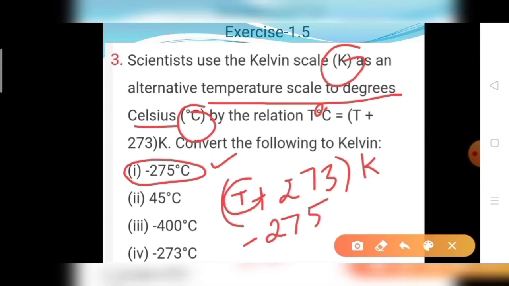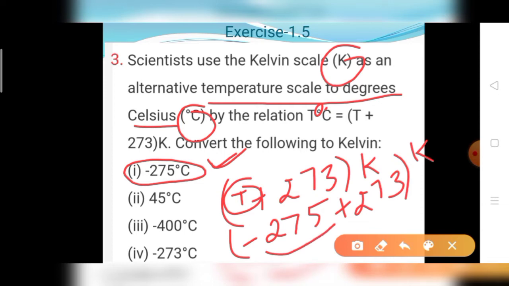275. Substitute the Celsius value: minus 275 plus 273. The two symbols are different, the first is minus and the second is plus, so we subtract. 275 minus 273 is 2. The bigger number has the minus symbol, so the answer is minus 2 K, minus 2 Kelvin.